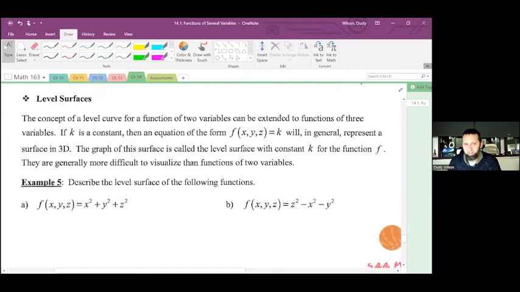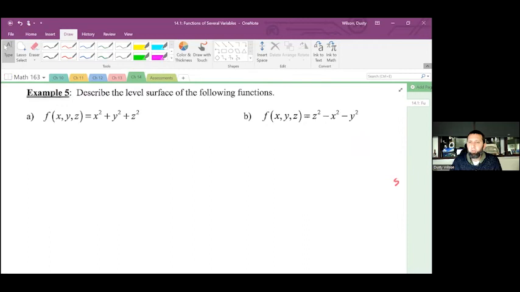Last concept in this section, level surfaces. The concept of a level curve for a function of 2 variables can be extended to functions of 3 variables. If k is a constant, then an equation of the form f of x, y, z equals k, notice that, again, k is a constant, will, in general, represent a surface in 3D. The graph of this surface is called the level surface with constant k for the function f. They are generally more difficult to visualize than functions of 2 variables, but every now and then can be really advantageous for us.